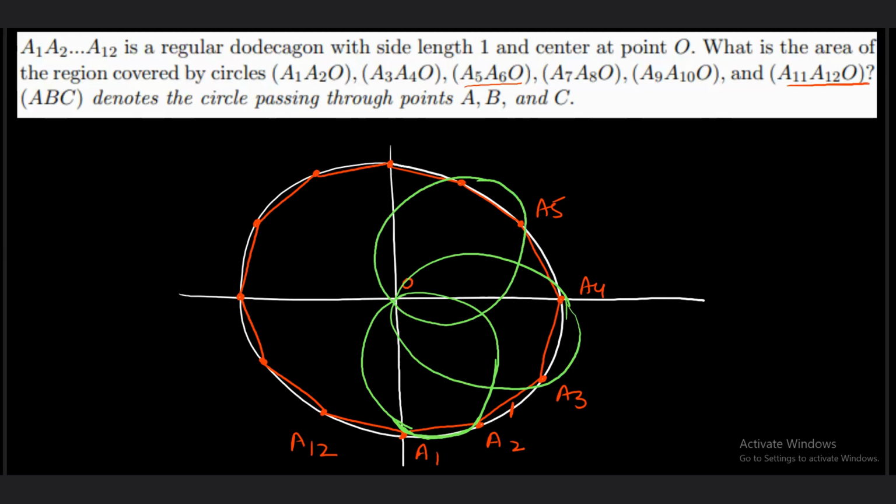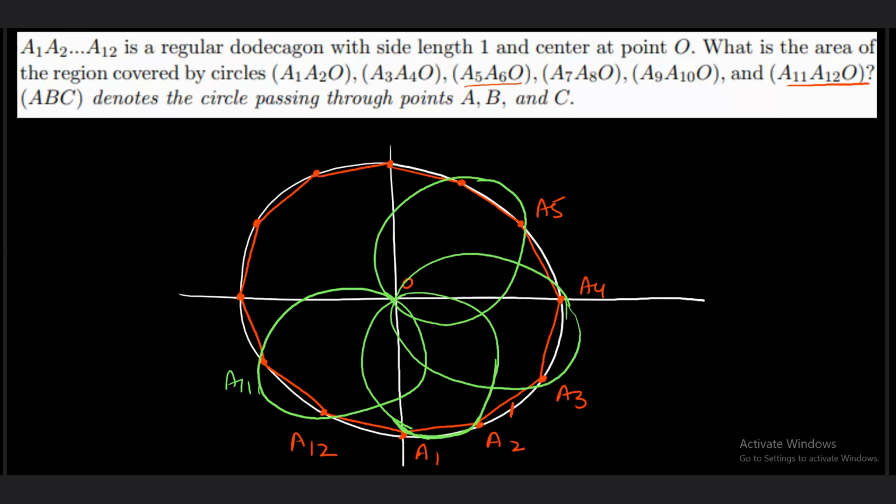And so on, like this, we will have 6 circles. So in total 6 circles we have to trace. The last one is going to pass through A11, A12 and O. Let me make it a little better circle. This is the circle that we'll be having. Again, let me try it once more. A proper circle I will be tracing. Then I'll show you the exact figure that we are going to get. So like this, we will have a total of 6 circles. And the question says that you have to find out the area of the region covered by these 6 circles.